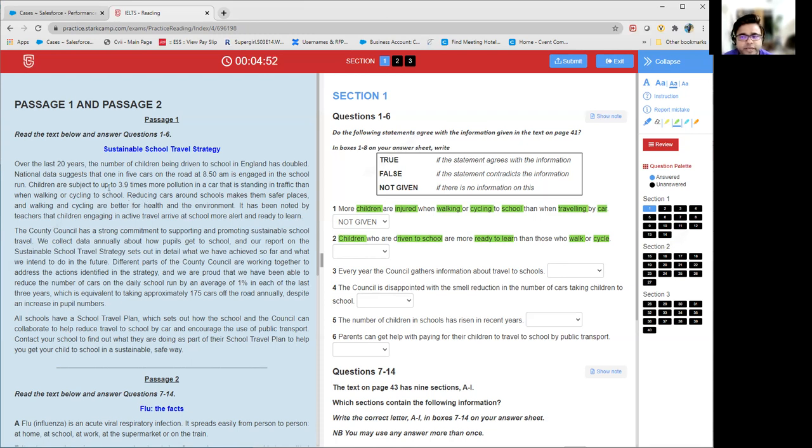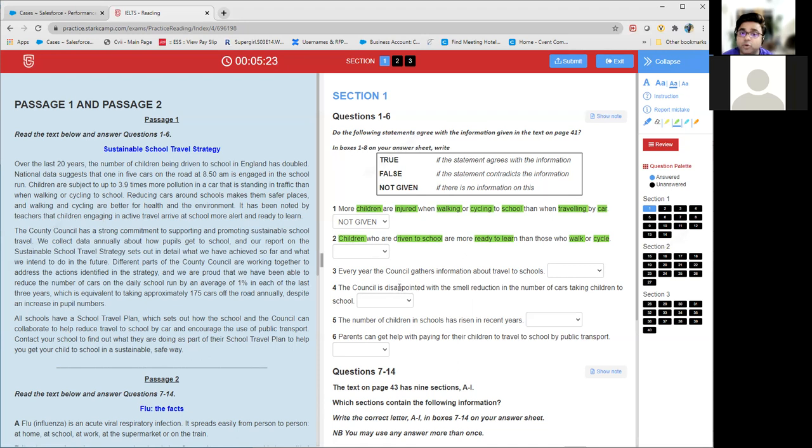So it says children are subject to up to 3.9 times more pollution in a car in standing traffic than when walking or cycling to school. Reducing cars around schools makes them safer places, and walking and cycling are better for health and environment. So it talks about walking and cycling being better for health and environment, but it does not talk about walking and cycling making the child more ready to learn, right? Does it talk about any of this, Harpreet? No. So what do you think the answer would be?